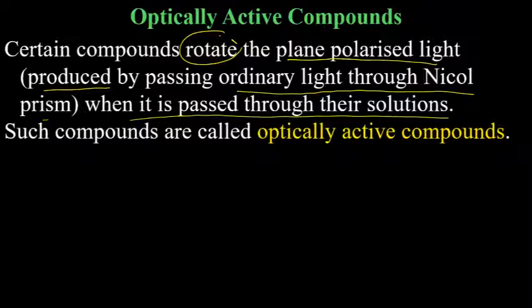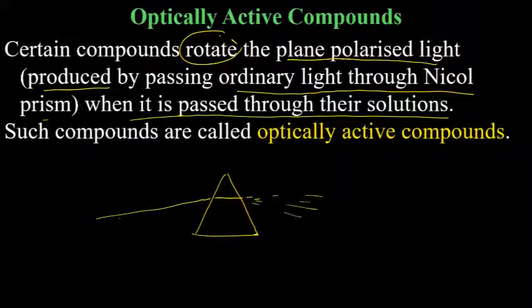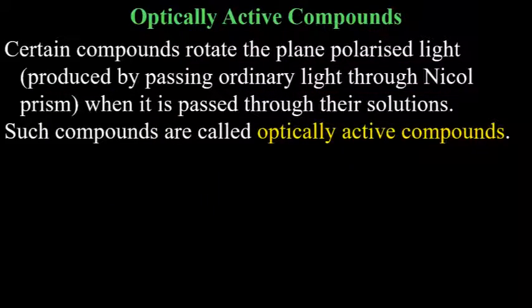So, for example, you already know that in optical science, when we talk about that, you have a prism, and this is the light ray, and the light ray gets distributed in a spectrum, right? But here, what happens in a Nicol prism is that the light is passed through a solution of the compound.